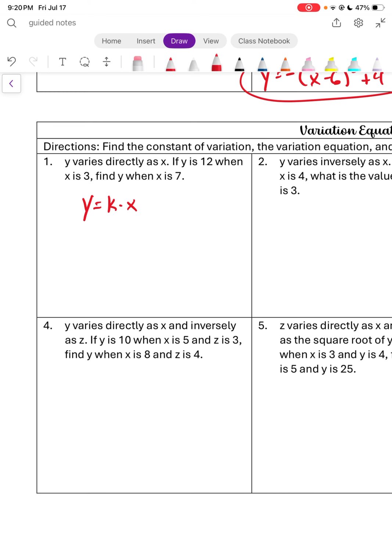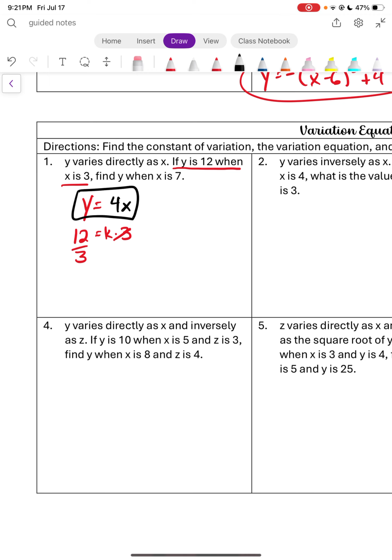So there's your equation. And just like a line or any other equation, in order to find that k value, we're just plugging in. It says if y is 12 when x is 3. Plug those values in. If y is 12 when x is 3, divide by 3, and we have a k value of 4. So therefore, now that we know what our k value is, we know that y equals 4x. There's your direct variation equation. It says now, find the value of y when x is 7. So just plug in 7. So if we plug in 7, we get a y value of 28.